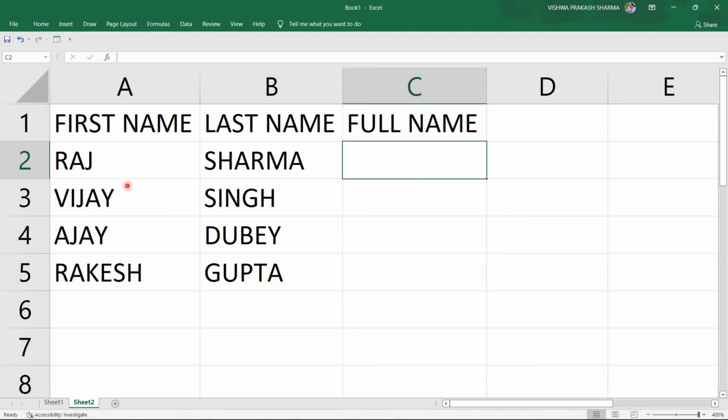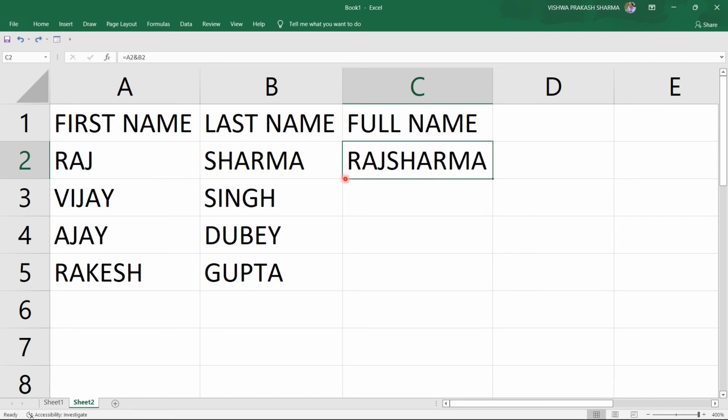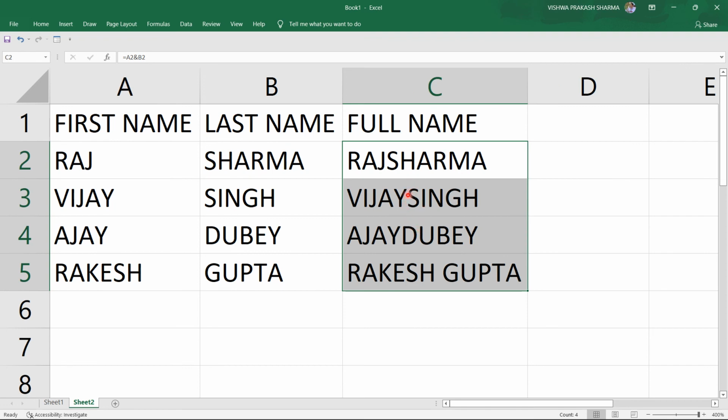For example, we have two words, first name and last name, and we want the full name. So we write a formula equals A2 ampersand B2. As you press enter, you get the full name. But there is a problem: you are not getting a space in between. Even if I copy this to different cells, we still do not get a space between the first name and the last name.